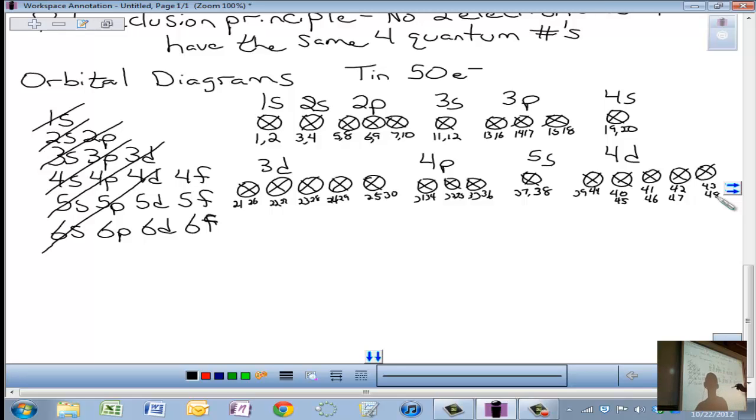So after 4d comes 5p. P, 1, 2, 3 of them. With there being 3 of them, we're going to go 49 and 50. We're done.